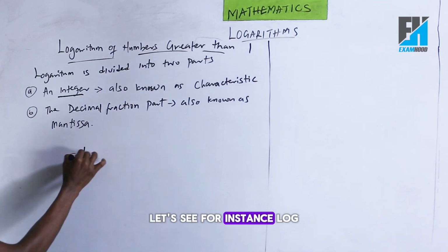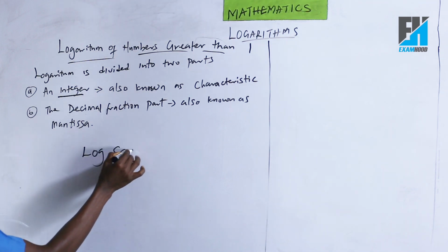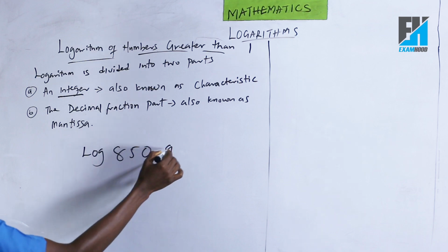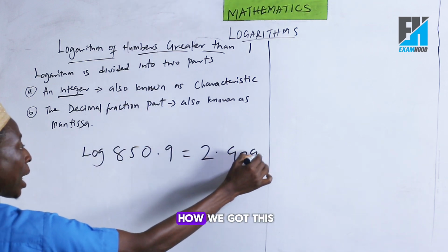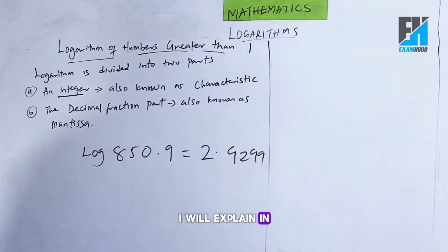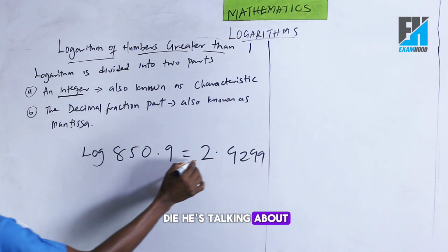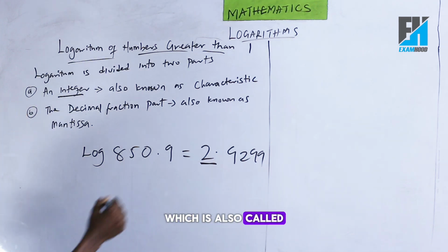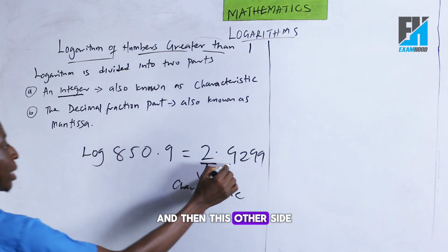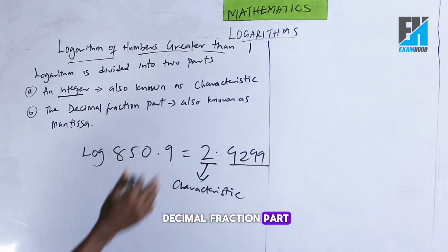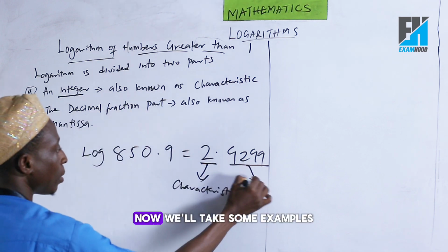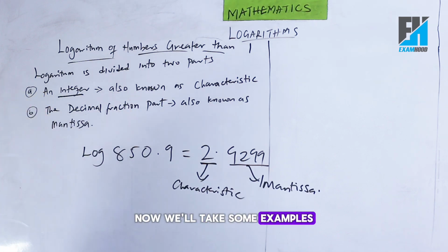Let's see, for instance, log 850.9, which equals 2.9299. How we got this, I'll explain as we continue. But let's see how they are being divided for now. An integer is talking about this part, which is also called the characteristic. And then this other side, which is after the decimal point, we call it the decimal fraction part, also known as mantissa. Now, we'll take some examples.